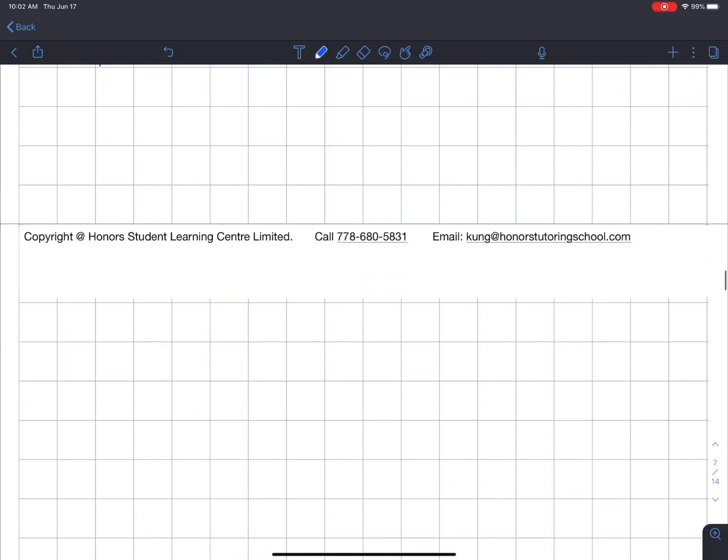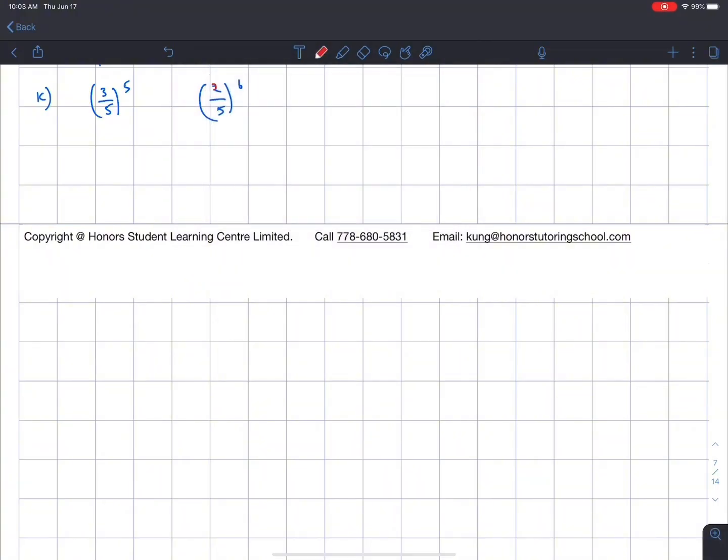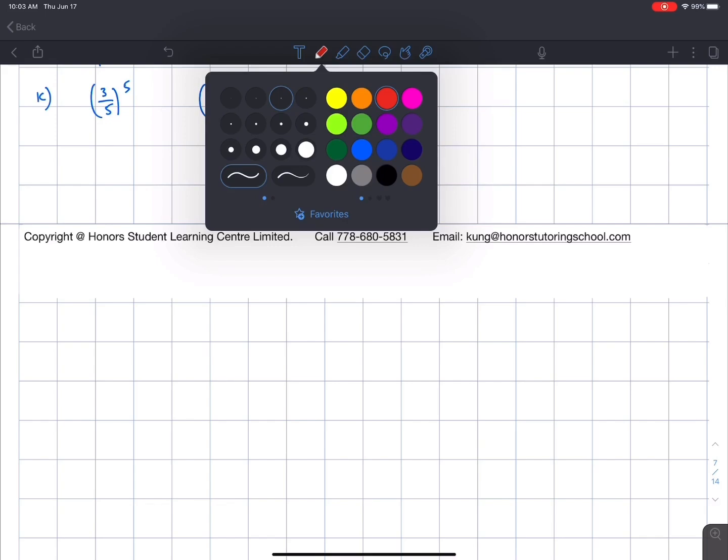Okay. We have 3/5 to the power 5 and 2/5 to the power 6. So this one, you can't really compare them using those rules because the base is not even the same. And I mean, this could be a typo too. I think that they probably meant 3/5 here. So I'm just going to use 3/5. They probably just have a typo.